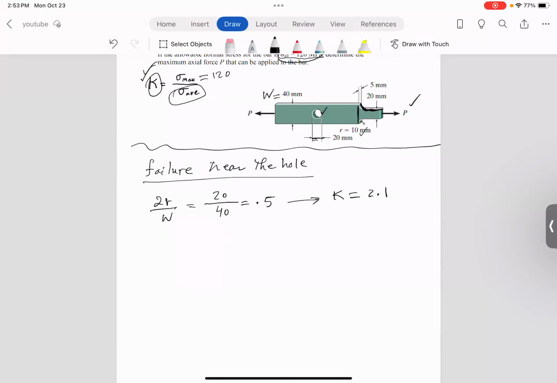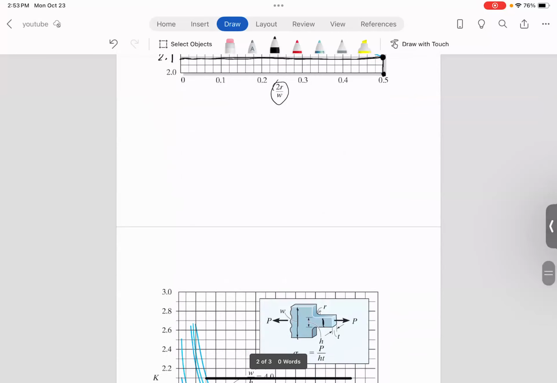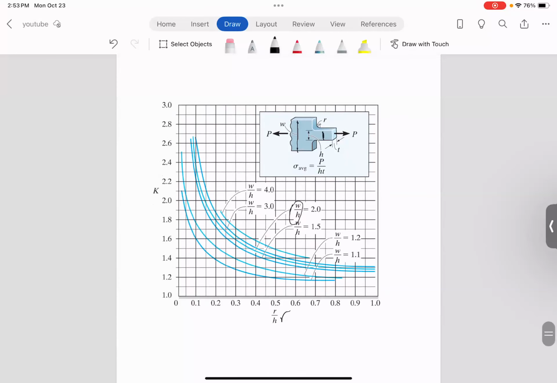And let me show you what the K value is based on the failure due to tapering. Remember, for this one, you need the ratio of R over H. R is this fillet radius here, and H is the width of the smaller section. And then you need also the ratio of W to H.